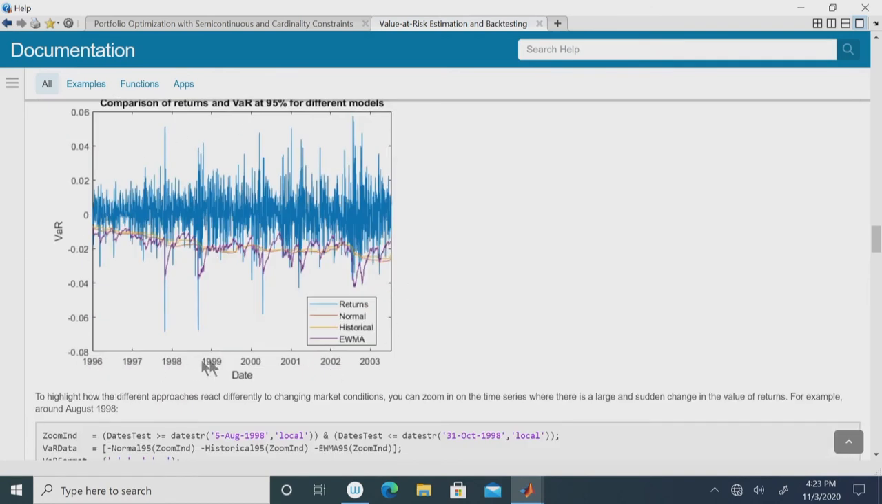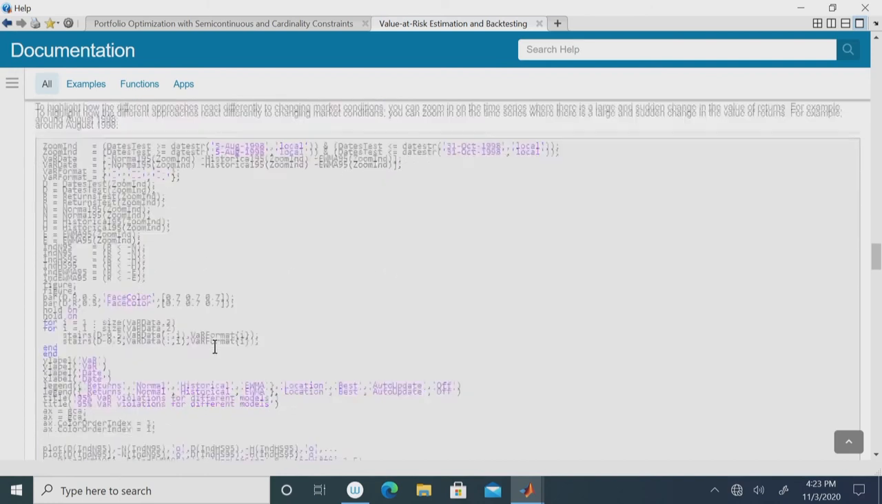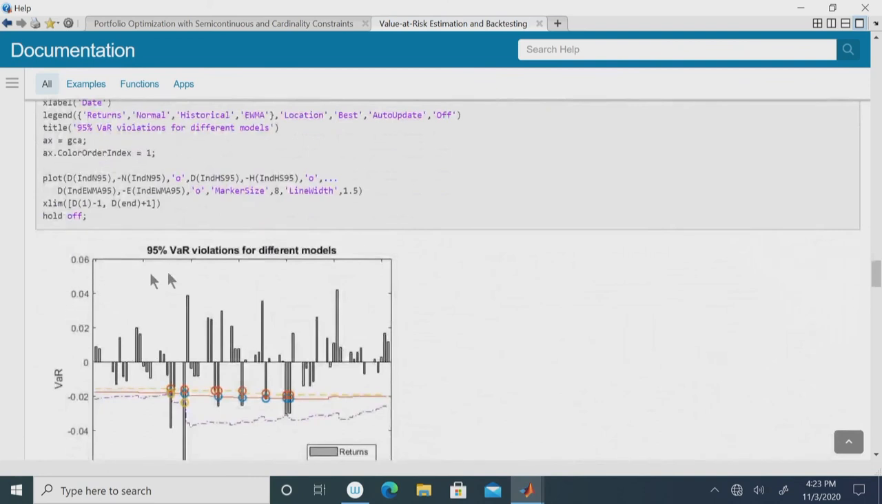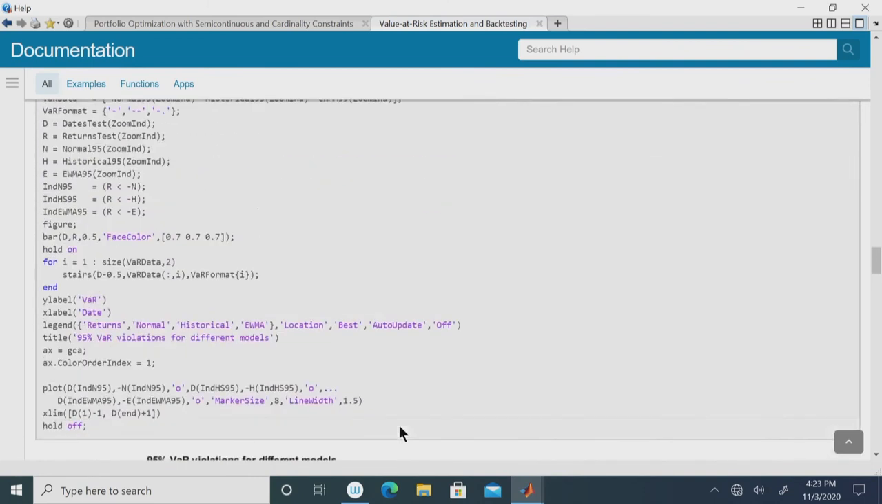Since this is over a larger period of 1996 to beyond 2003, you can actually have a more localized view of what is going on here. So, accordingly we choose a localized period of 5th August 1998 to 31st October 1998. And you observe here carefully that this is from 5th August and this is up to 20th October.